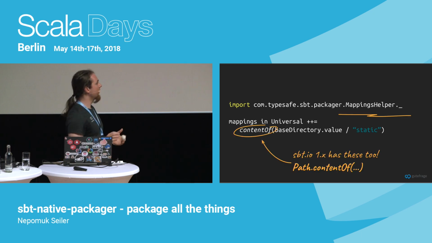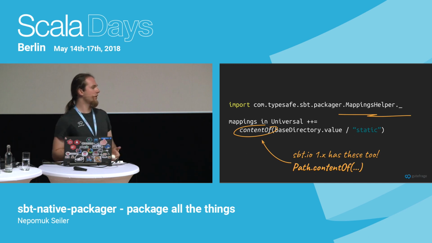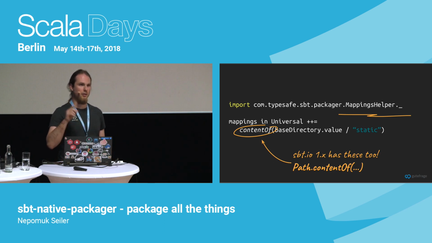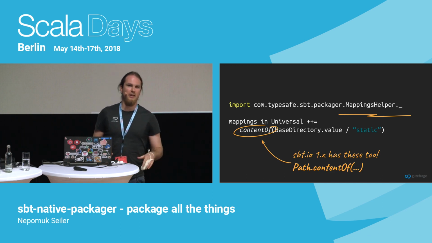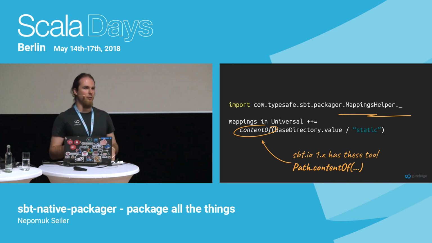So we added these in SBT 1.x. You can have them for free without native packager. You simply call path, contentOf, directoryOf. You have them as well. Because for starters, the path API and Pathfinder API is somehow a bit difficult. So we put these small little helpers in there.